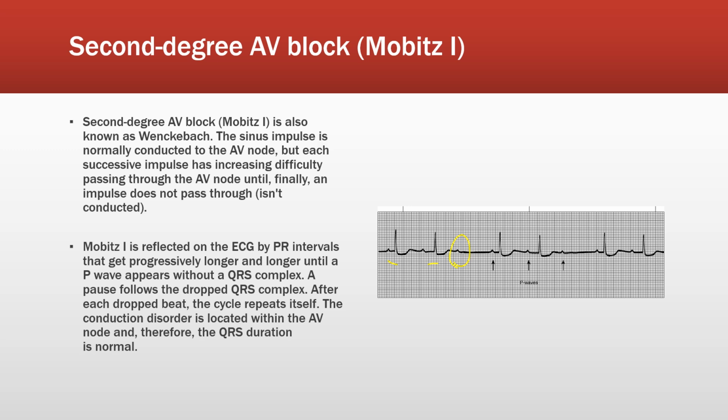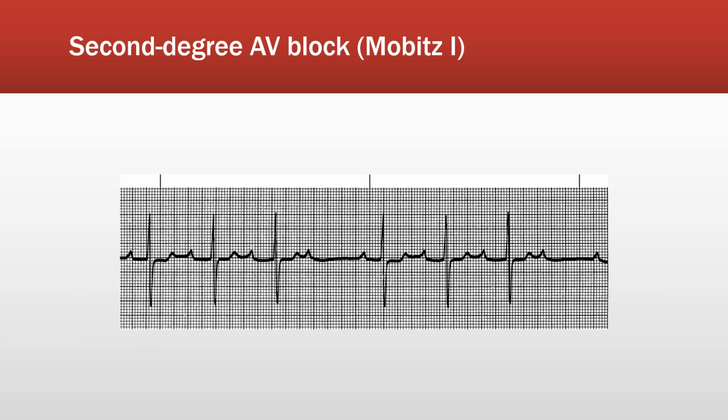So a second degree Mobitz 1, also known as a Wenckebach, is where the PR interval starts to get longer and longer until you have a P wave and it's dropped without a QRS complex. Look at it. So you have your P wave, your PR interval, and then it's a P wave where it's not followed by a QRS complex. So this is a second degree Mobitz 1.